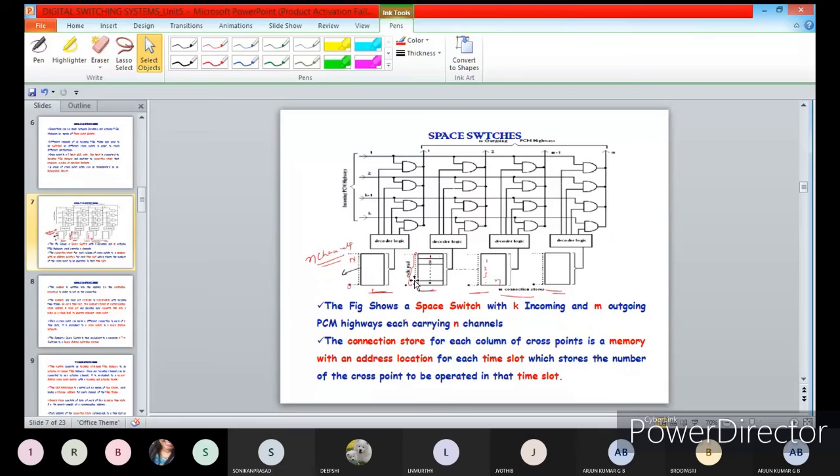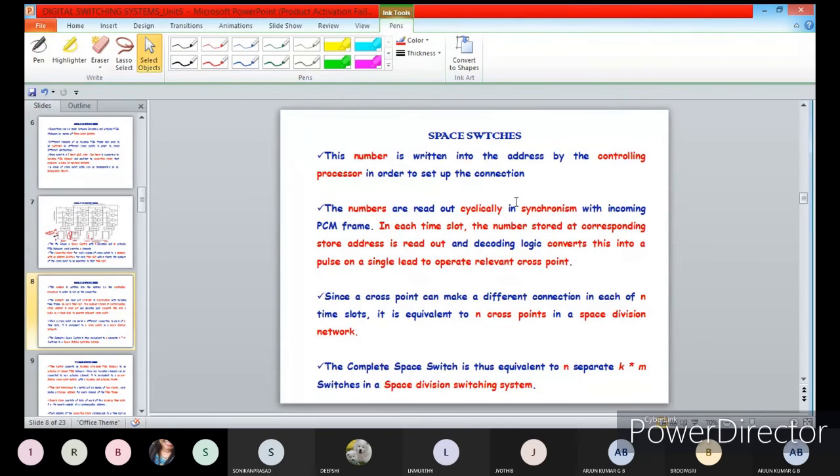You can observe this is a cyclic readout, cyclically read out in synchronism with the incoming PCM frame. In each time slot, the number stored at the corresponding store address is read out and decoded by the logic, and converted into a pulse or signal to operate the relevant crosspoint.